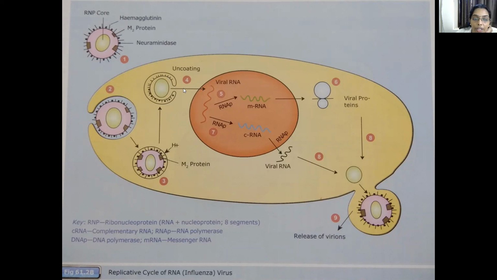Okay. So here we see that the viral genome, the viral RNA, has entered into the host cell. Now this is converted into the viral mRNA by the viral RNA polymerase enzyme. So that is your fifth step. So once the mRNA is formed, the host cell ribosomes utilize the mRNA and synthesize the viral proteins.